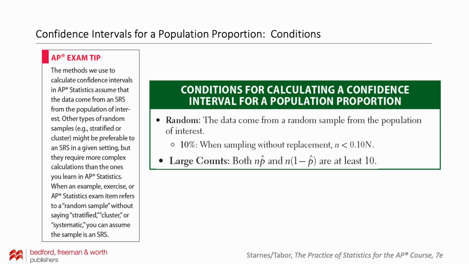The third condition is to find out if our distribution is normal. So we need to check the large count, since we're talking about proportion. The large count states that n times p hat has to be greater than 10, and n times 1 minus p hat has to also be greater than 10 to show that it is an approximately normal distribution.